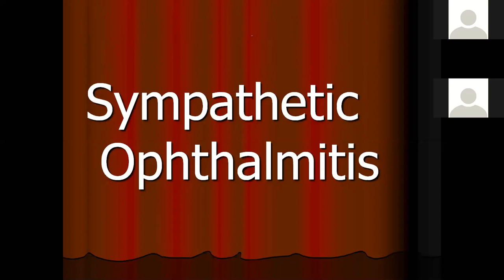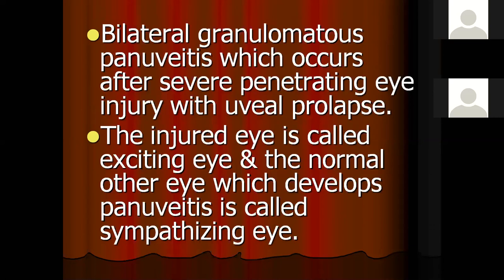Now about sympathetic ophthalmitis. Sympathetic ophthalmitis means one eye is having uveitis and the other eye, which is the normal one, develops pan uveitis. The features are bilateral granulomatous pan uveitis, with granuloma formations in the chorio-retinal structure. And this condition occurs after severe penetrating injury with uveal prolapse in one eye.